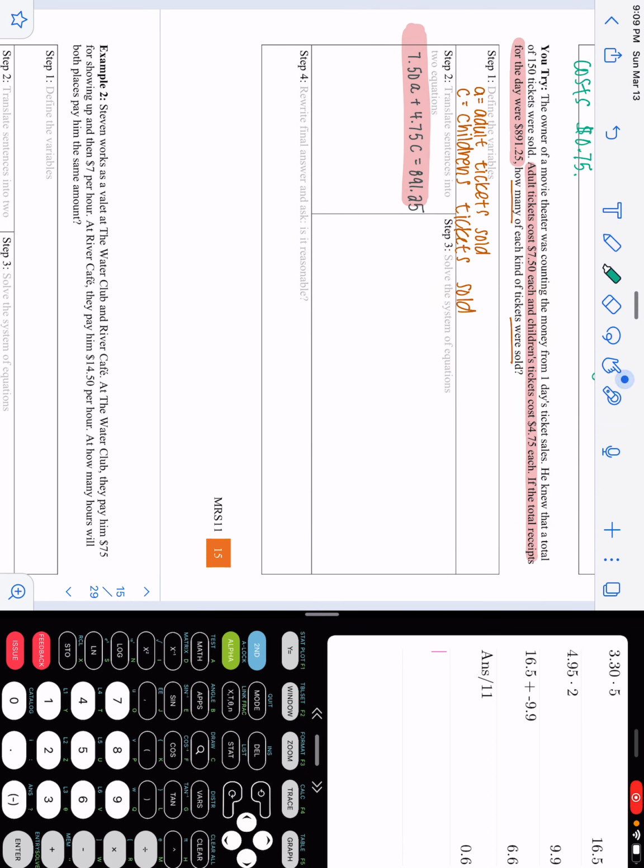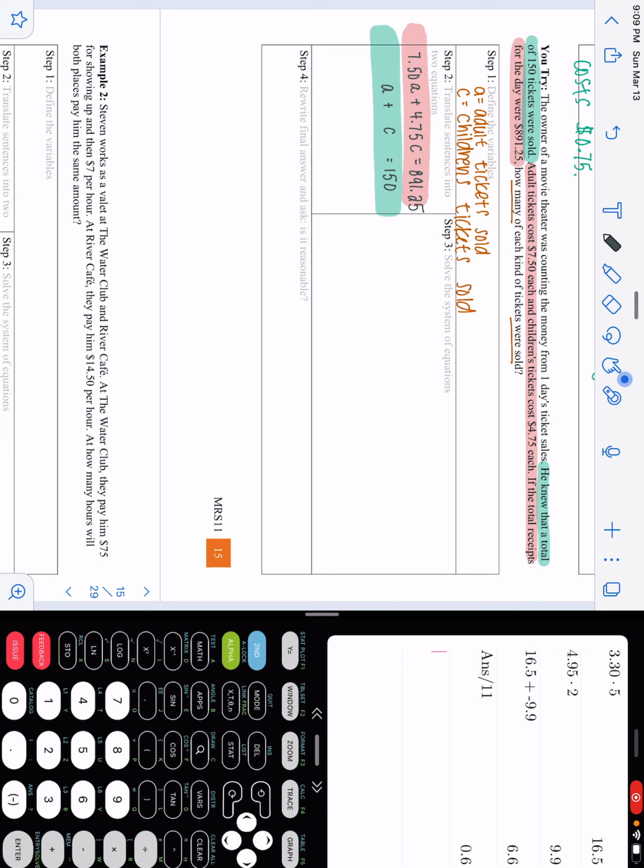This one's a little harder because we only have one number. He knew that a total of 150 tickets were sold. Think about how you can write that with our variables. I sold a total of 150 tickets. That's going to be the number of adult tickets plus the number of children's tickets has to equal 150.